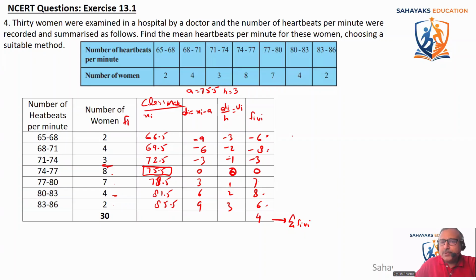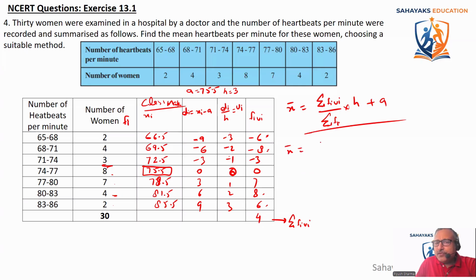Pretty easy to compute. Now what do you have to find? You have to find the value of x bar. X bar is equal to sigma fi ui divided by sigma fi, multiplied by h, plus a. This is the same formula we have to use every time. So x bar comes out to be 4 divided by sigma fi, which is 30, multiplied by h. H we considered as 3. So let's multiply it by 3 plus a, which is 75.5.